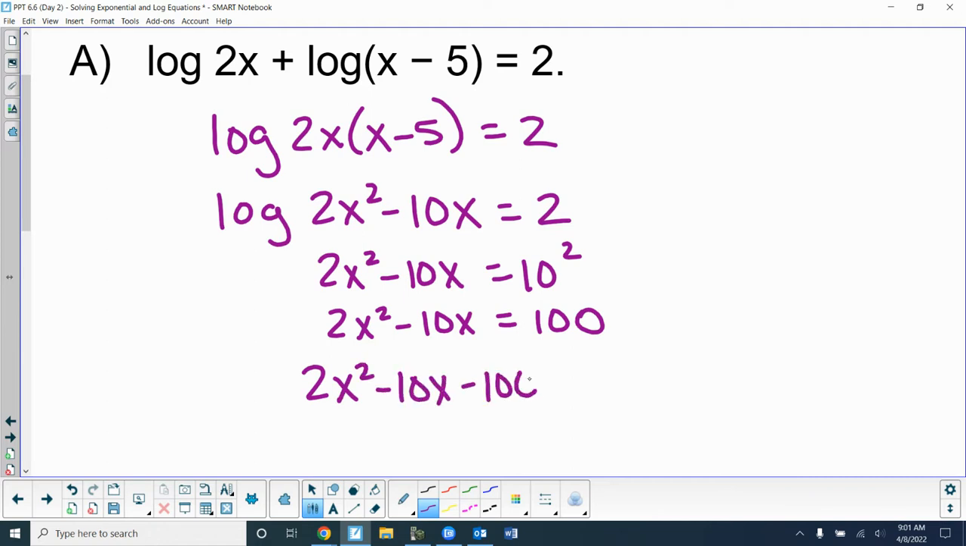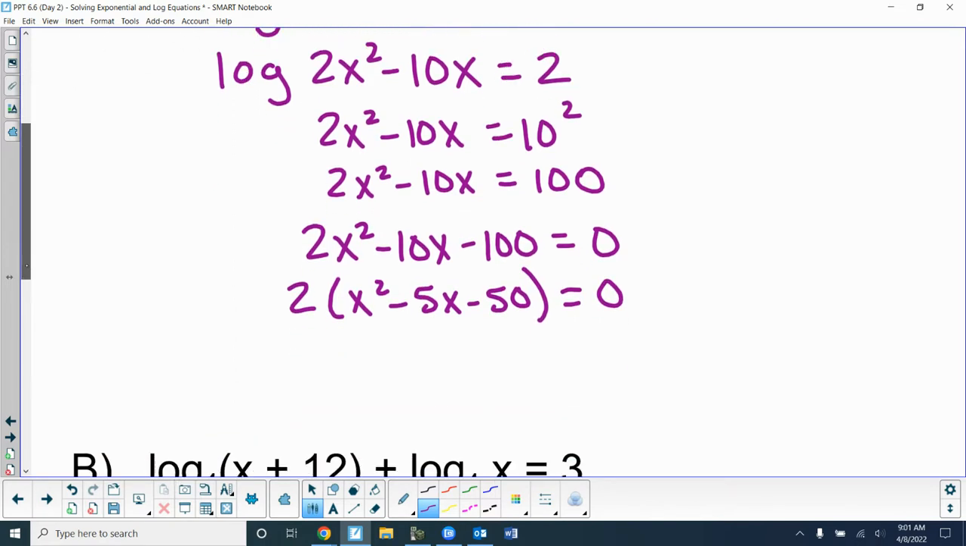I like to try to factor, and I always look for a GCF. What's the GCF? 2, right? If I take the 2 out, I get x squared minus 5x minus 50. Are there factors of negative 50 that add up to negative 5?